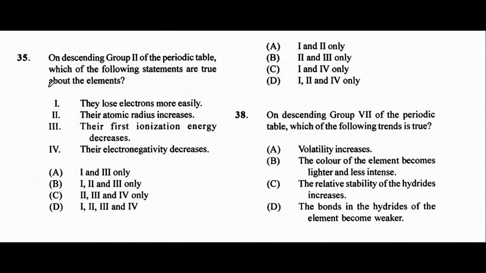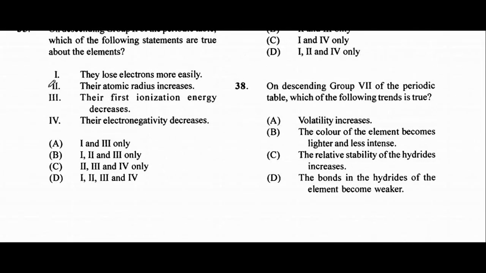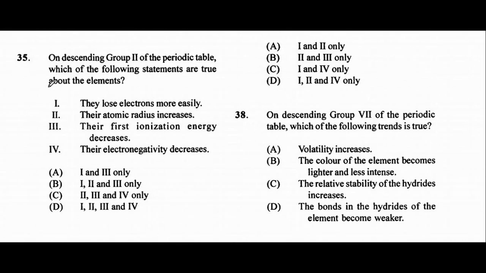35. On descending group 2 of the periodic table, which of the following statements are true about the elements? We're going down, so they lose electrons more easily. That means there is more ease of ionization, so the ionization energy decreases, meaning it requires less energy to remove an electron. So that is true. Their atomic radius increases.